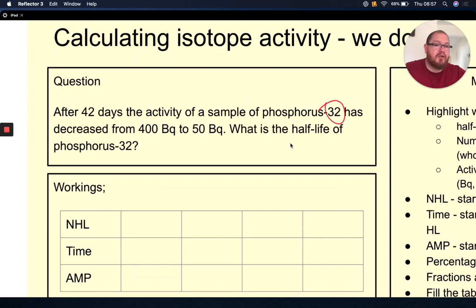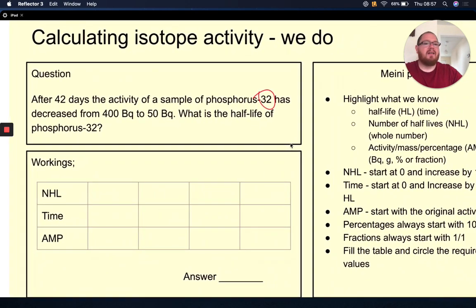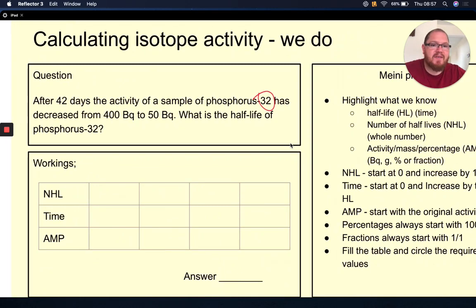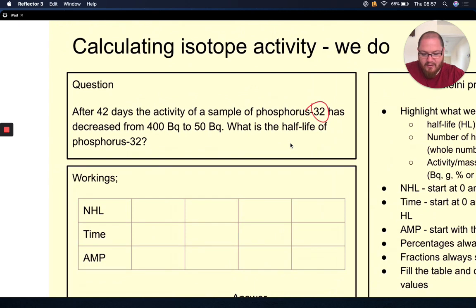Now, you could calculate that if you're clever without this table, but this table does the job for you. So let's just follow the success criteria, and we're going to get maximum marks every time. So highlight what we know. I'm just going to go through with my highlighter. I've got 42 days. That's not my half-life, because it usually says the half-life is 42 days. Here it says after 42 days the activity drops.